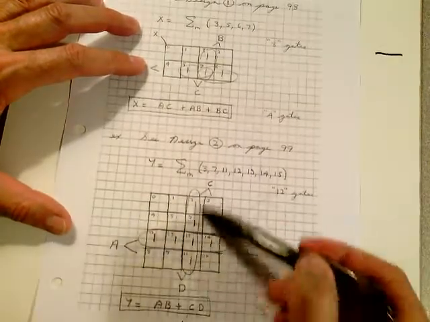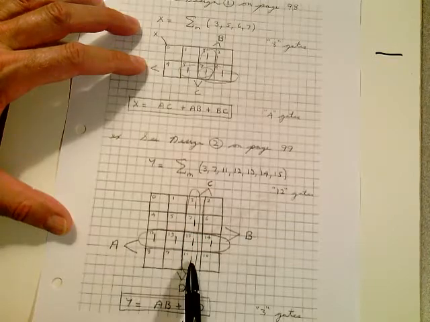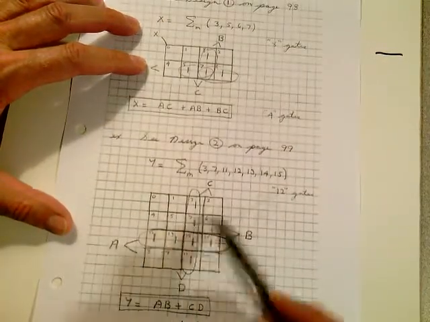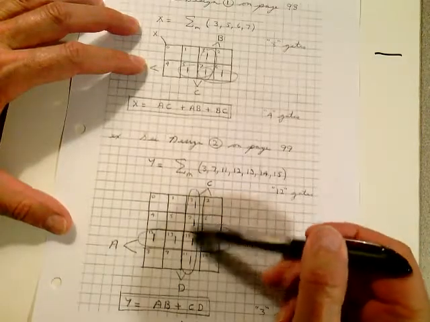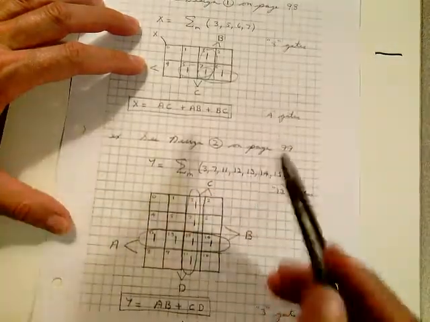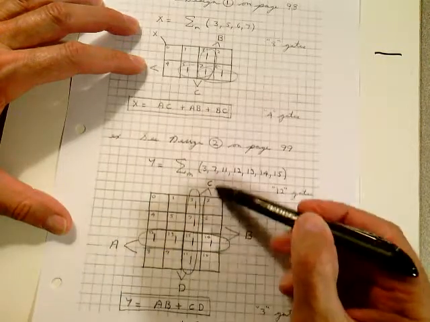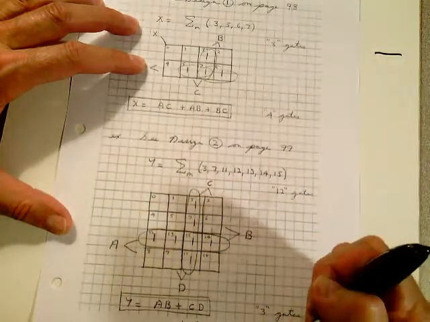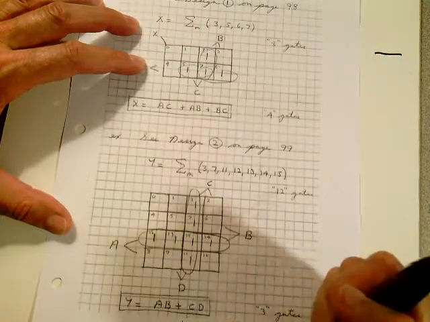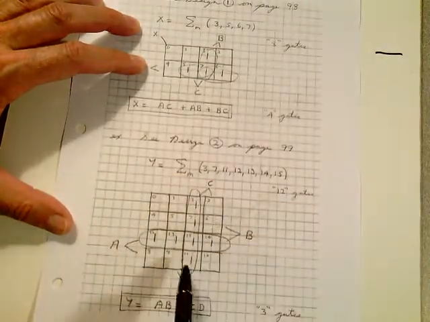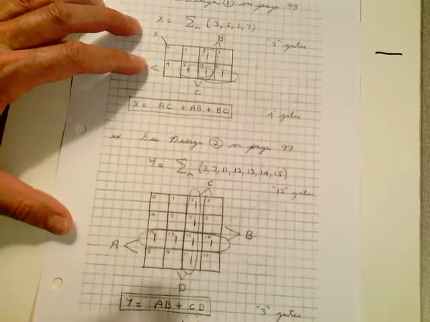How about this one here? A. These two are in A. These two are out of A. Forget about it. B. These two are in B. These two are out of B. Forget about B. C. Every one of these are in C because C is the last two columns. So you write the C down. In D, every one of these are in D because D is the two middle columns. It's CD, and you're finished.